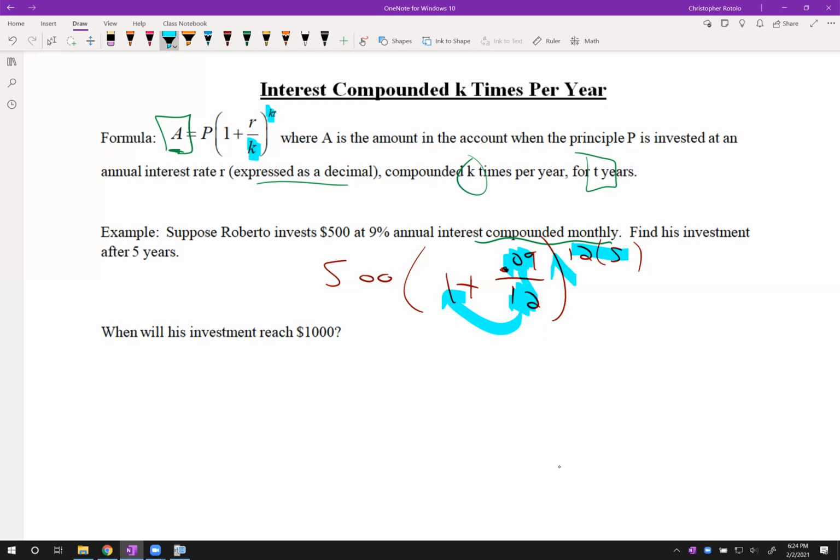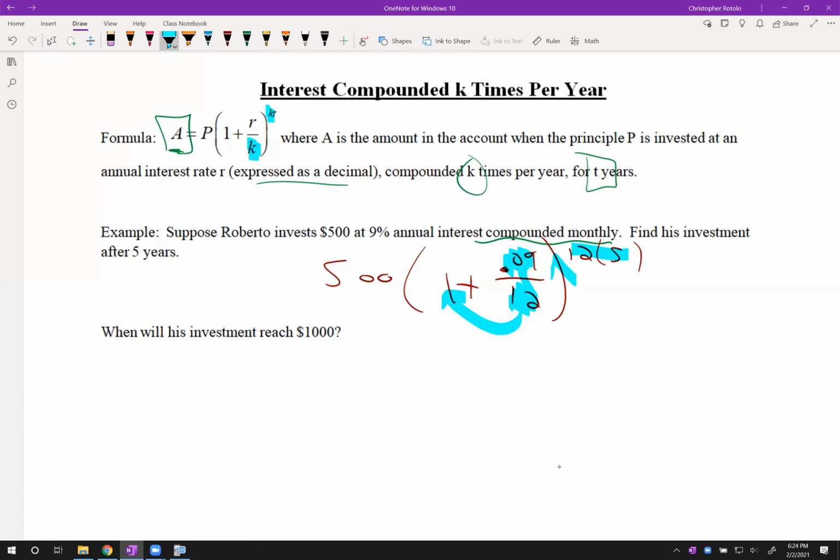All right, 0.09 divided by 12. Okay, calculator says 0.0075 plus 1. That sounds about right. And take that to the 60th power. All right, so I got 1.56568. I don't care what that is. I'm not going to round it off, times 500.